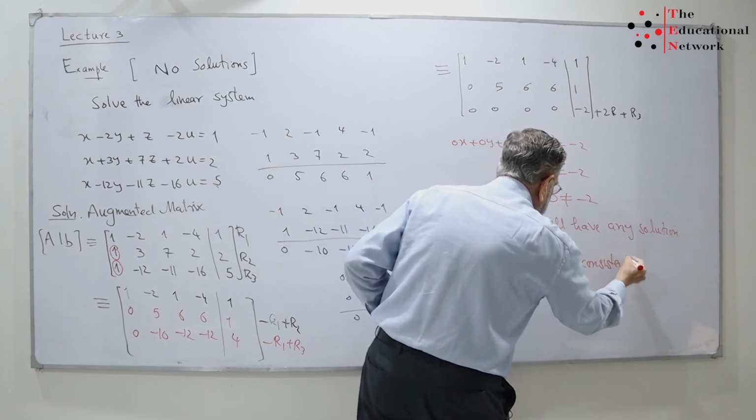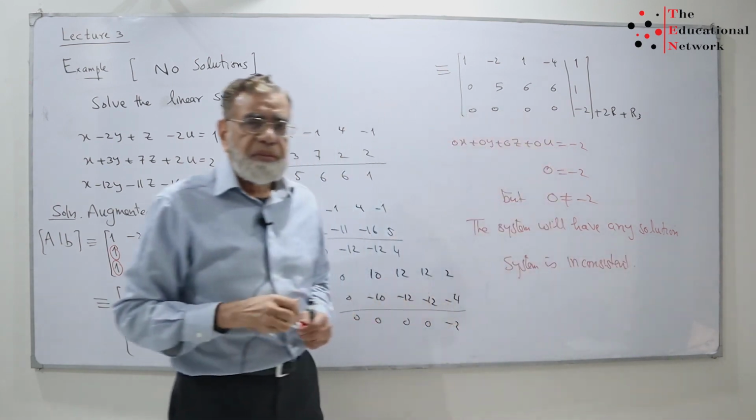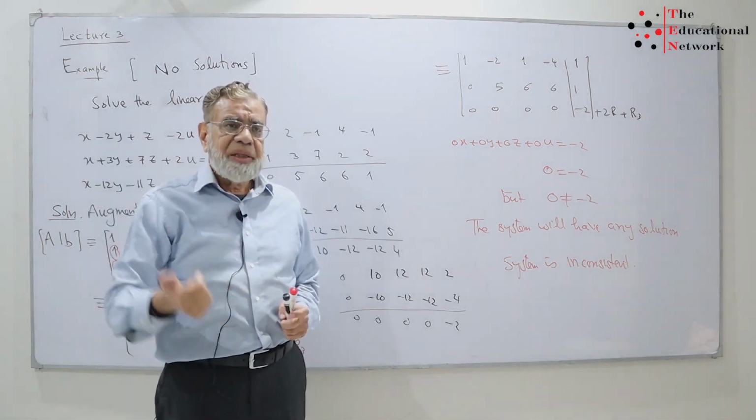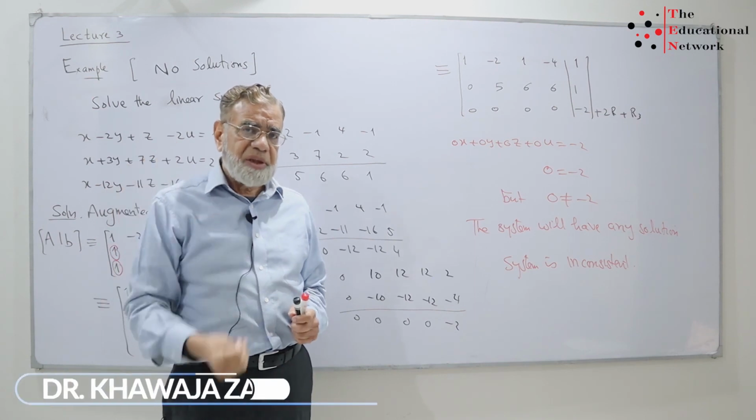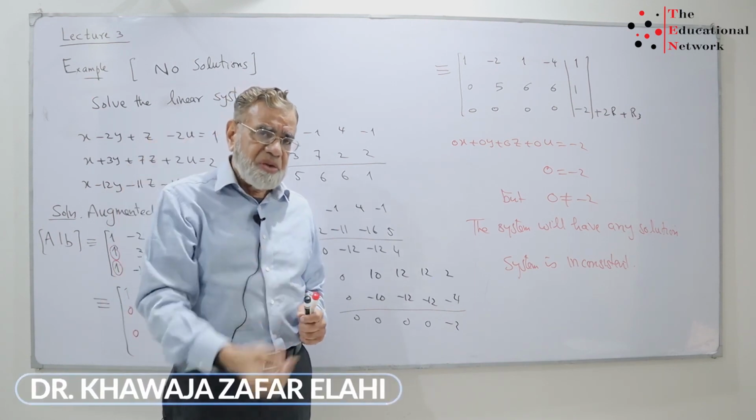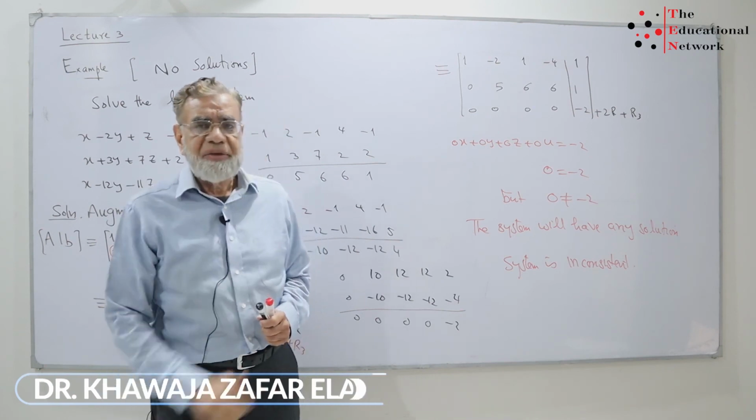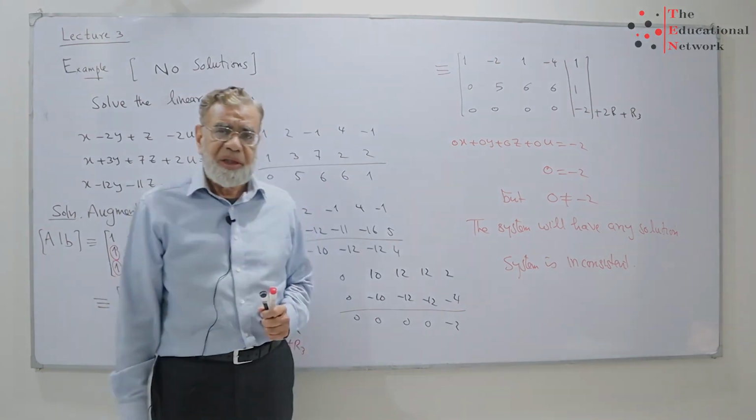Inconsistent. So we have discussed the examples. In the first 2 examples, the solution was consistent with a unique solution. Then I gave you the example with many solutions, and then an example with no solution. When there is one solution or many solutions, the system is consistent, and when the system has no solution, we say the system is inconsistent.